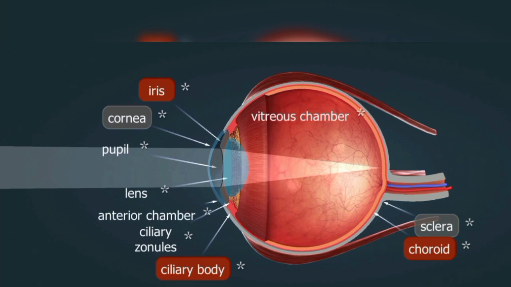If the drainage of the aqueous humor is insufficient, the pressure increases in the eye, which causes glaucoma. In serious cases, it may lead to blindness.